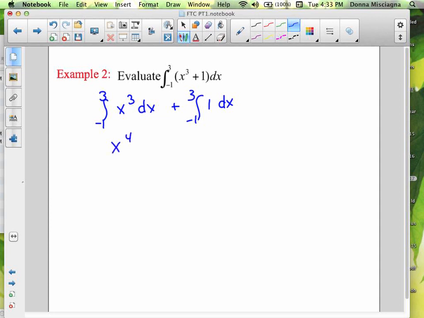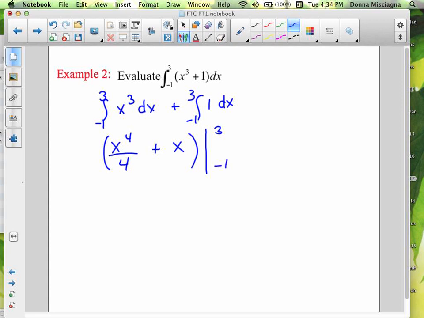This would be x to the fourth, and divide by the same thing, and we're evaluating that on 3 to negative 1. And actually, I'm going to write the limits at the end. I'm just going to put one set of the limits of integration on the whole thing. And then to integrate this, we increase the exponent by 1, divide by the same thing, that'll become an x. Right? And so we're integrating that and evaluating that from negative 1 to 3.